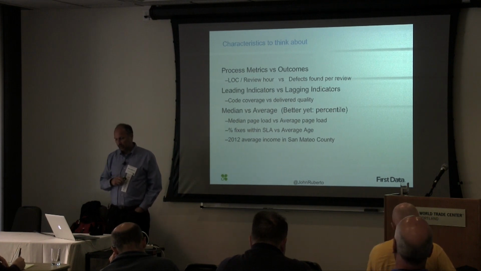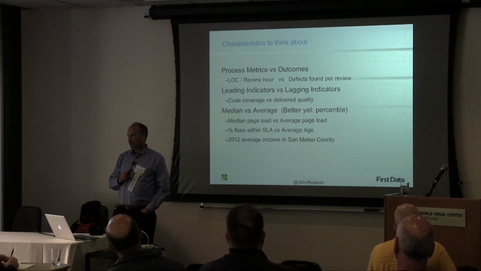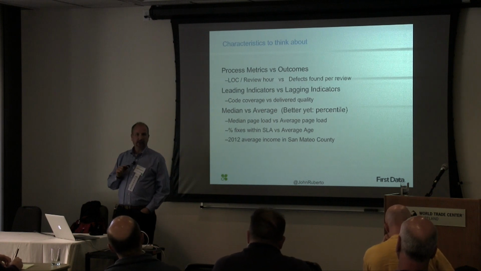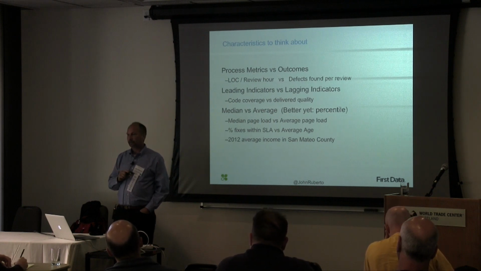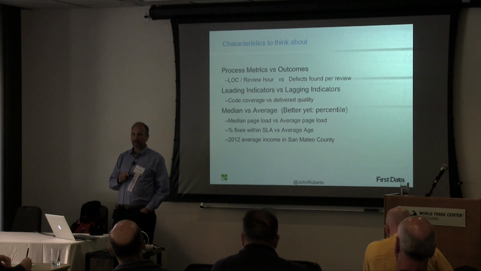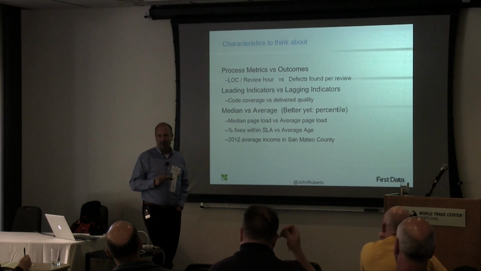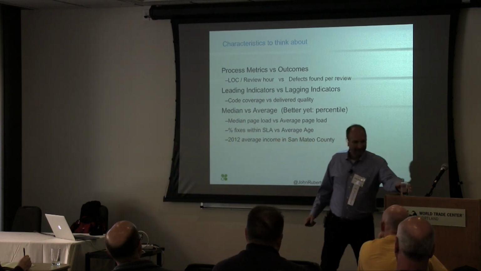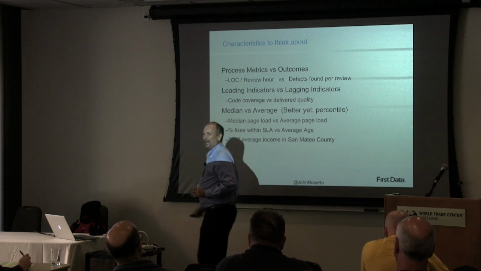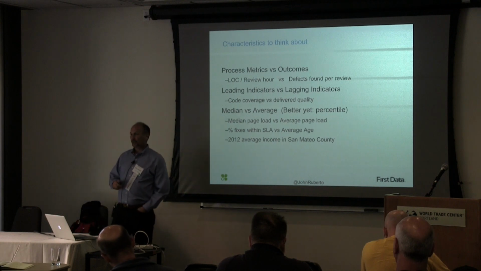And another data point on averages. The average income in San Mateo County in 2012 grew by 38%. Man, I want to move to San Mateo County. That's awesome. Can anybody guess what happened in 2012 in San Mateo County? Facebook went public. So Mark Zuckerberg brought the average up by 38%. Averages actually hide some interesting information, so that's why I like to look at either the median or percentiles.